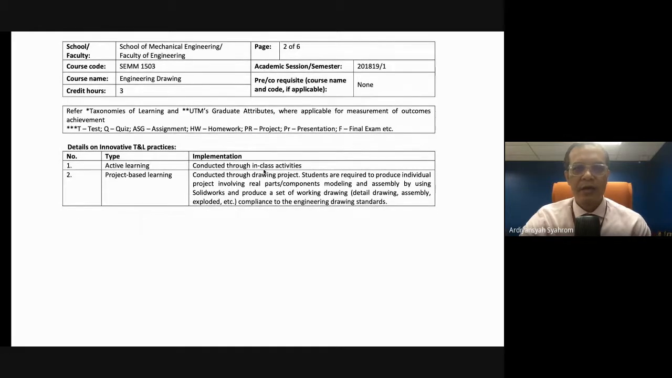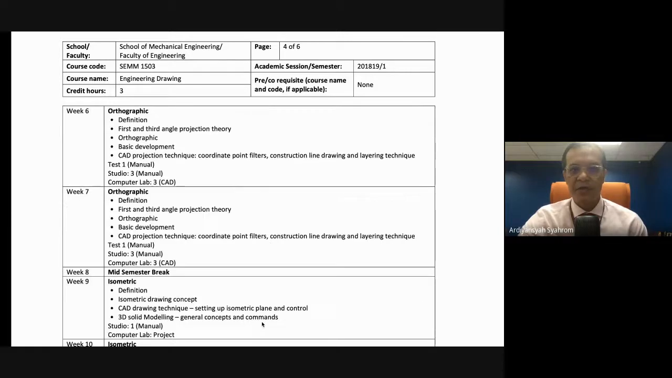Okay, for detailed innovative teaching, we have active learning and project-based learning. So at the end of this subject, we will have one project. Then you can develop the project. We give the project.